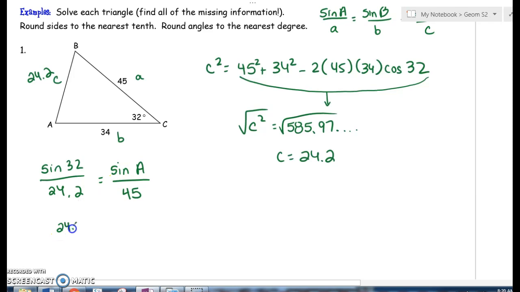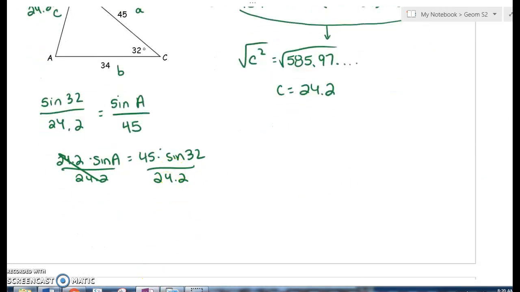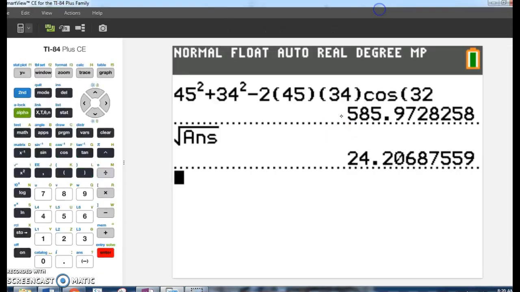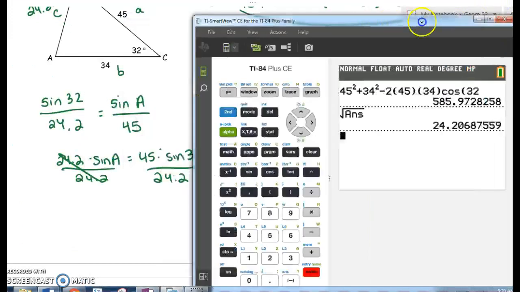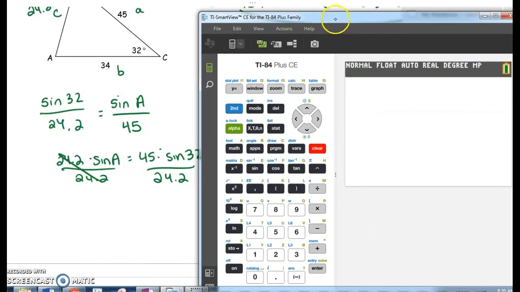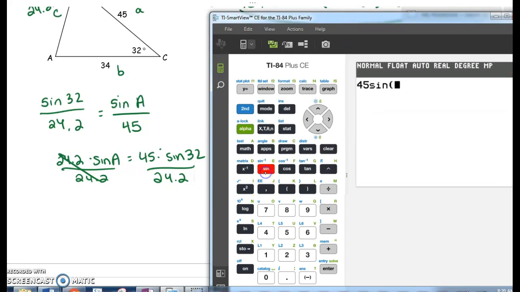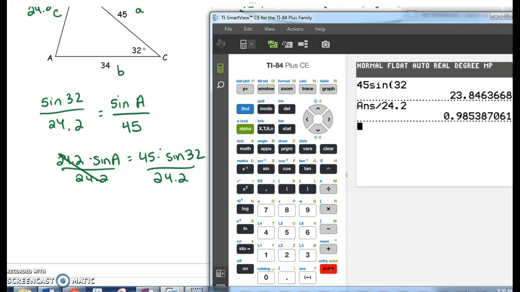So we have that, and now we're going to cross multiply and solve, and this is like yesterday. So we've got 24.2 times the sine of A equals 45 times the sine of 32. And then to get rid of the 24.2, we divide. And so sine of A is going to equal this thing. When we type this in on our calculator, remember that we type in the numerator first. So you're going to type in 45 times the sine of 32, hit enter, and then divide by 24.2, hit enter. You get this 0.985, etc.